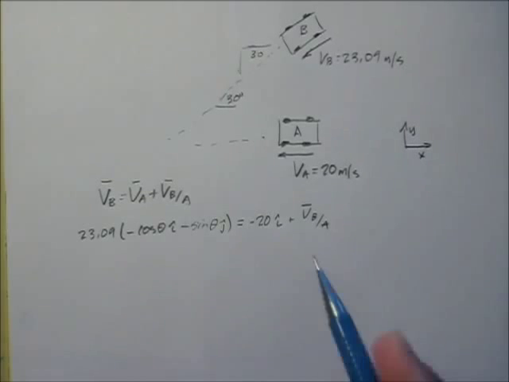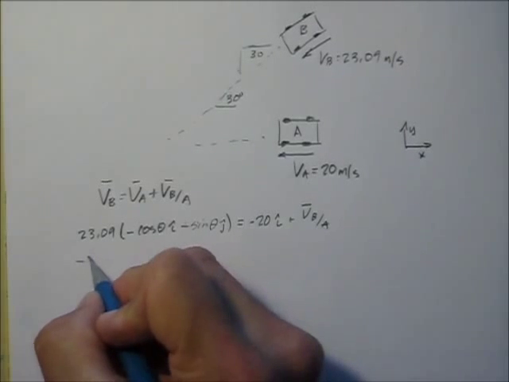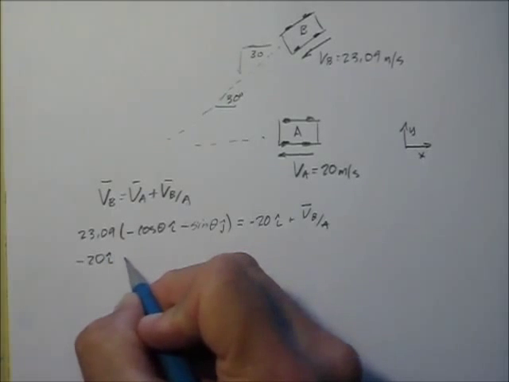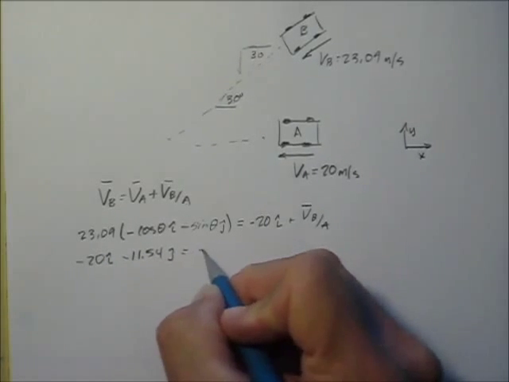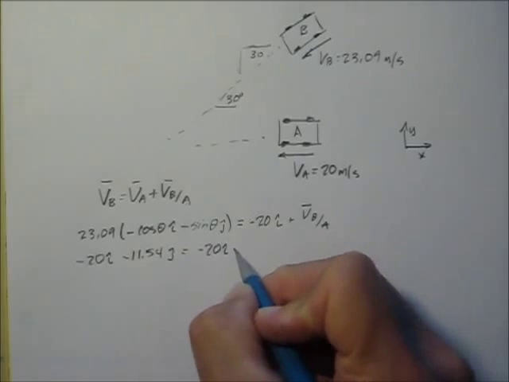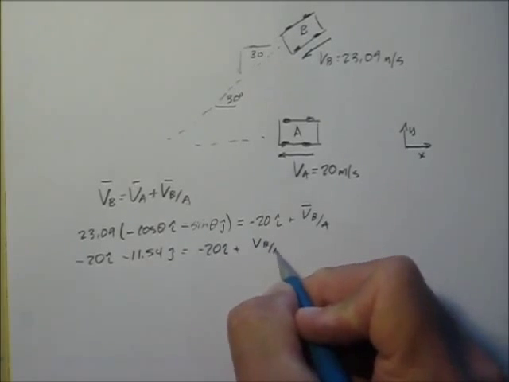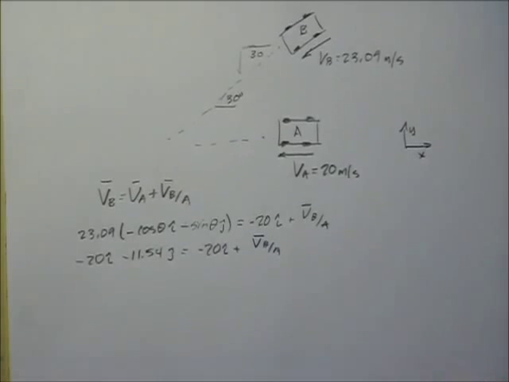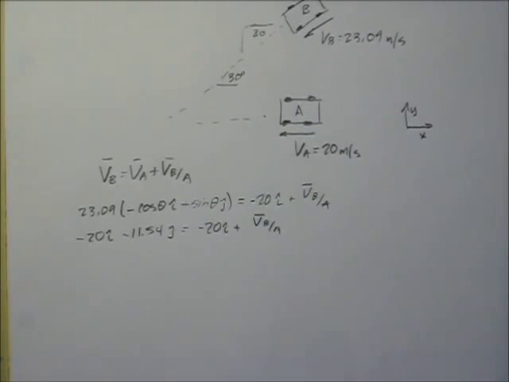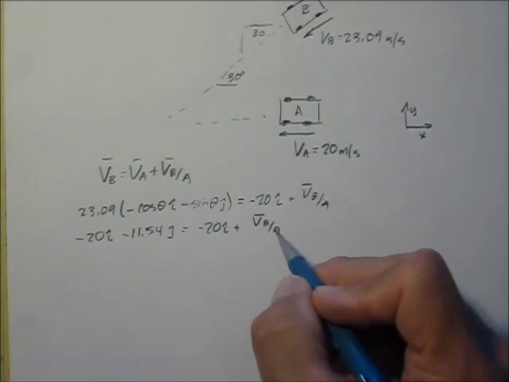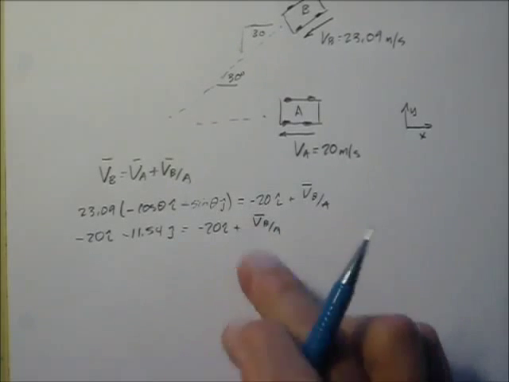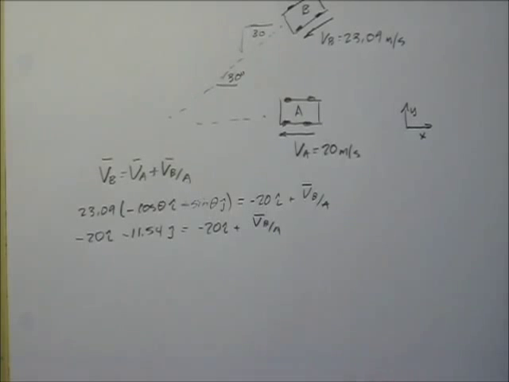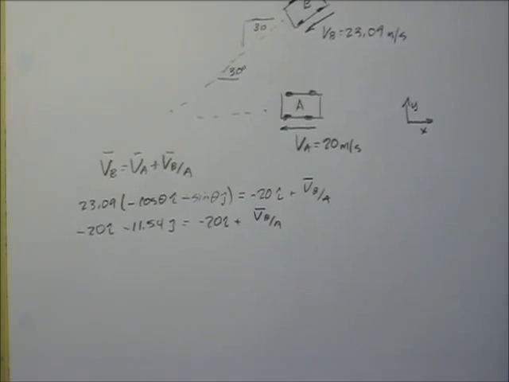Okay, let's multiply this out. We're going to say that this is equal to minus 20 in the i direction, minus 11.54 in the j direction. That's equal to minus 20 in the i direction, plus the velocity of B with respect to A. And we established that the velocity of B with respect to A has i and j components, and that's built in when I still leave the vector bar on top.